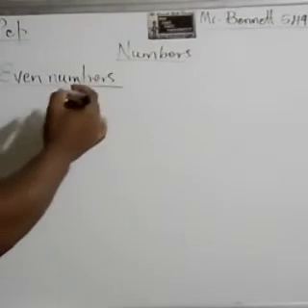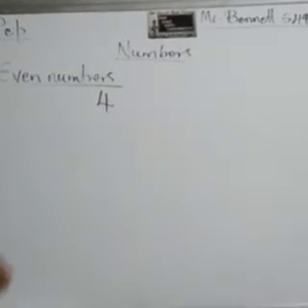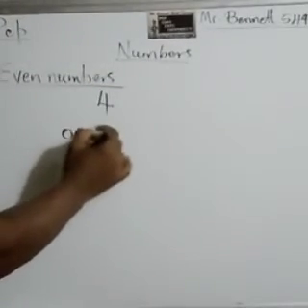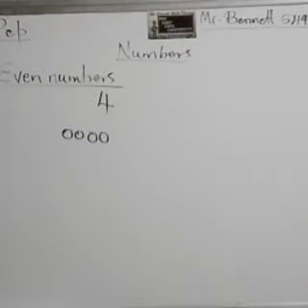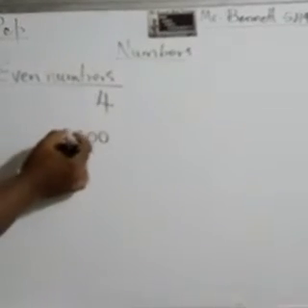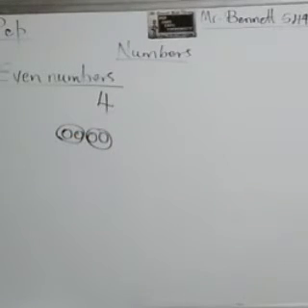Let me show you an example. For example, let us test some number 4. So we have 4 things. 1, 2, 3, 4. Now we must share it equally in groups of 2. Let us see if that can work. So 1, 2. Yes. 1, 2. Yes. So 4 is an even number because it can be divided in groups of 2 and you don't have none leave. All groups of 2.